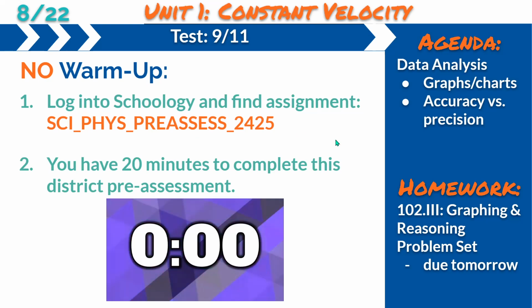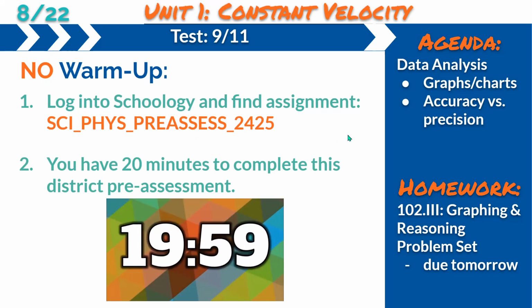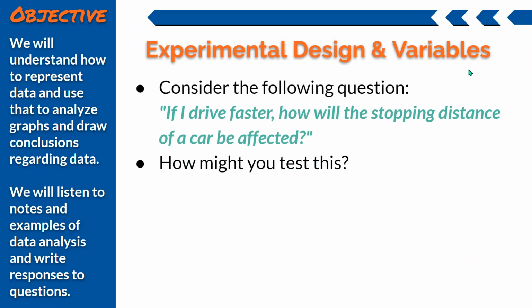All right, as I said, we have some notes today. So here's a question that I want you to ponder. If I asked you the following question: if I drive faster, how will the stopping distance of a car be affected? How might you test that? If I wanted to know if there was a relationship between the speed at which I'm driving and the distance it takes me to stop my car, what might I do to test it?